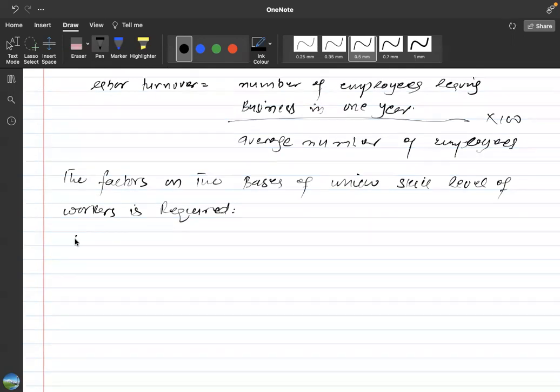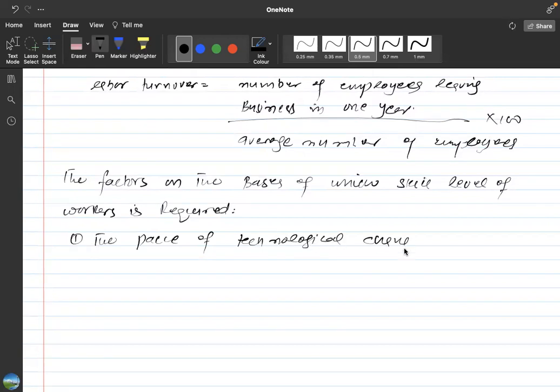First of all, the pace of technological changes. If production methods are becoming more complex, more technology is coming in, and business is installing that technology every day, it means business will require workers according to that skill level. Right? Then the business will need people of that skill level who can use that technology.